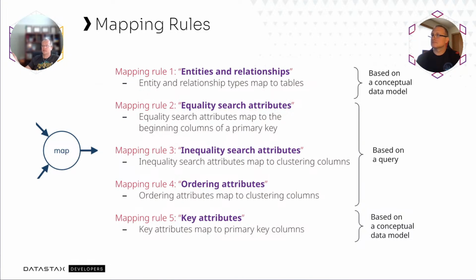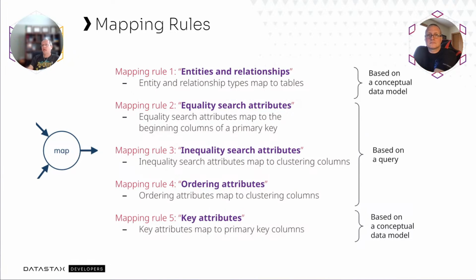That's very, very simple. And of course the attributes of entity and relationship types will map to columns, right? But how do they map? If in your query you have an equality search attribute, so you say, in my query I want to retrieve sensors for a given network. So network is an equality search, right? Network has to be equal to something. That network attribute is going to map to beginning columns of the primary key. It will form the partition key completely, or if you have many of those equality search attributes, you can have a choice.